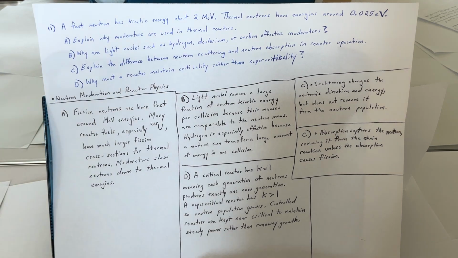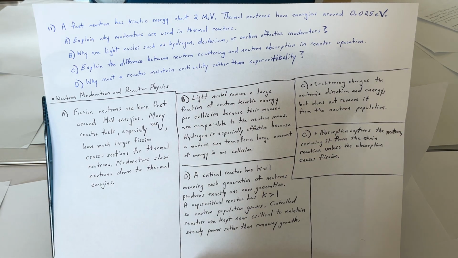So here's C. This is in 2 parts. Scattering changes the neutron's direction and energy, but does not remove it from the neutron population. Also part of C, absorption captures the neutron, removing it from the chain reaction unless the absorption causes fission.